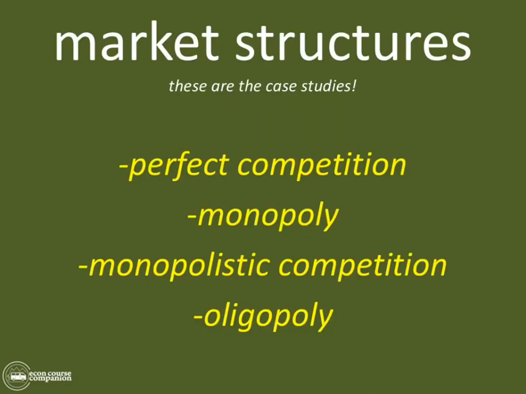All right, the market structures. These are the case studies to which you are going to apply the cost, revenue, and profit model that you learned in the first chapter. All right, so what are they? Well, they're perfect competition, monopoly, monopolistic competition, and oligopoly. Okay, these four market structures are what exists in the marketplace that we are going to apply the production, costs, revenues, and profit model that all firms do.